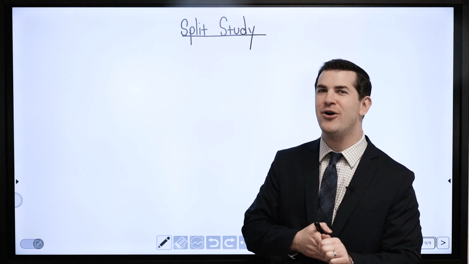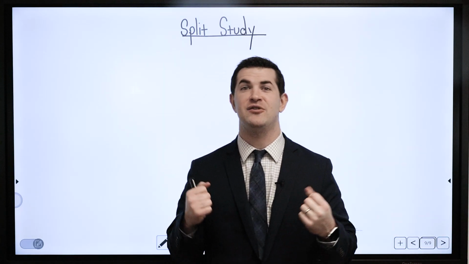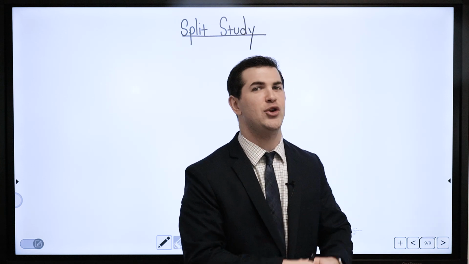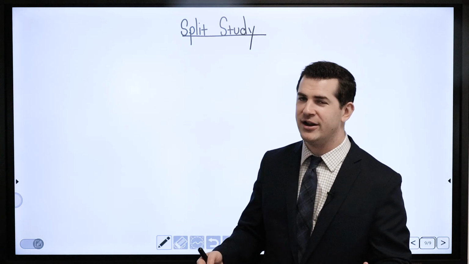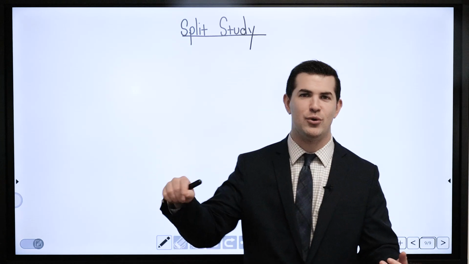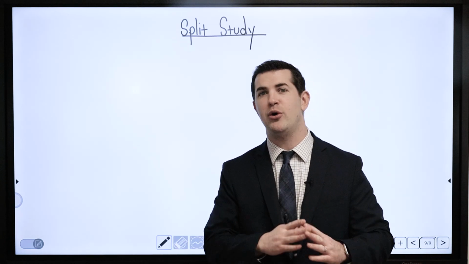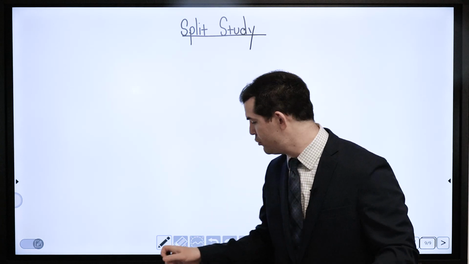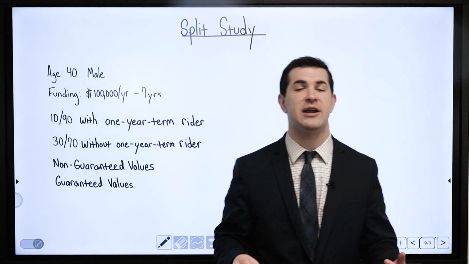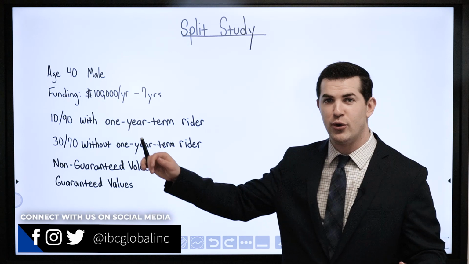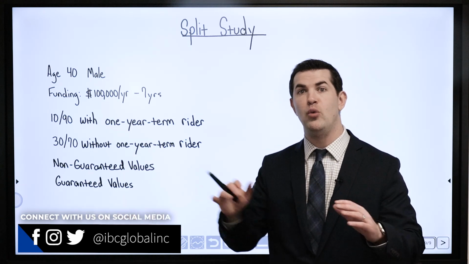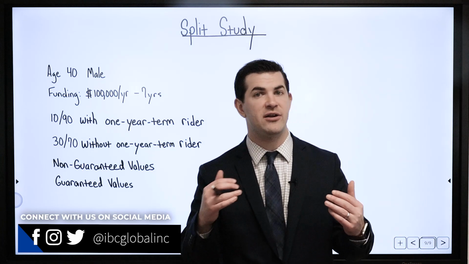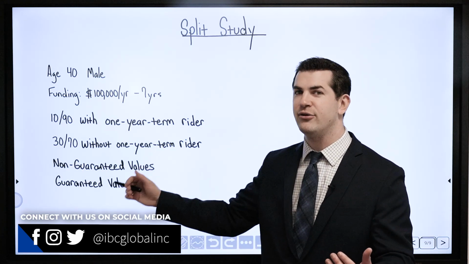All right, we are going to take a look at a split study in this video. So split study, when I pay money into a life insurance policy, where can it go? Toward the premium or toward the PUA component. We're going to compare a 1090 split, a policy on a 40-year-old male paying in $100,000 per year for 7 years. We're going to look at a 1090 split with a 1-year term rider attached, and then we're going to directly compare that with a 30/70 split.